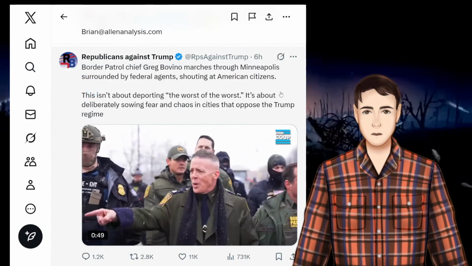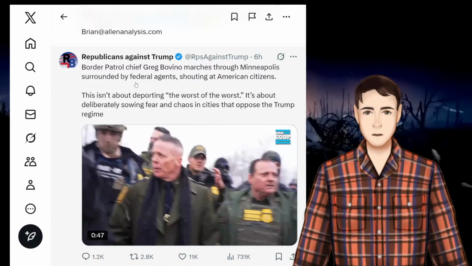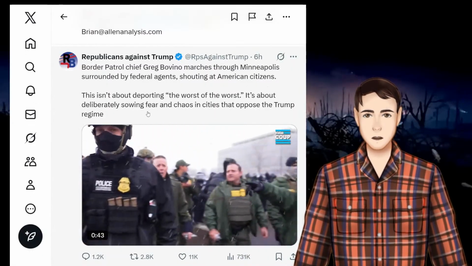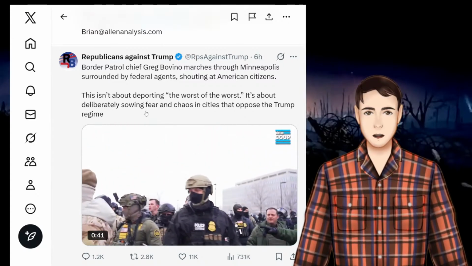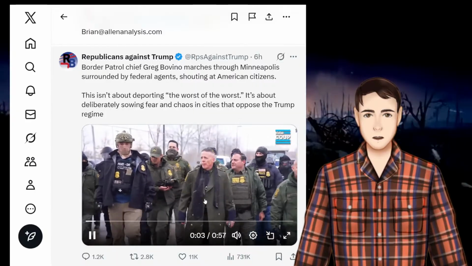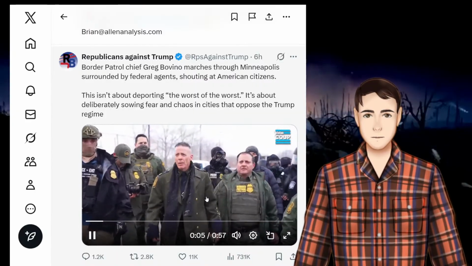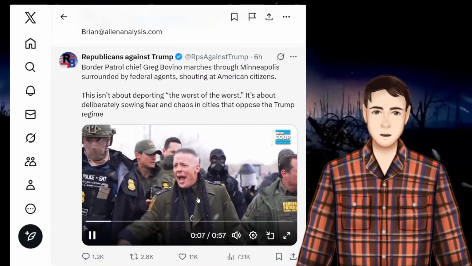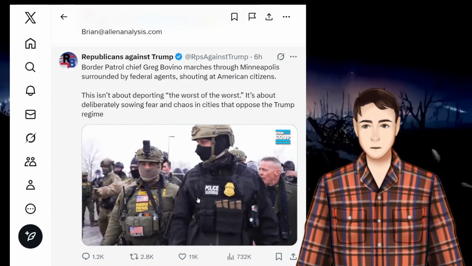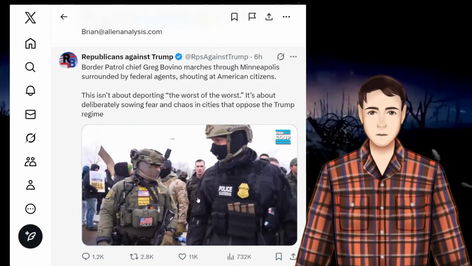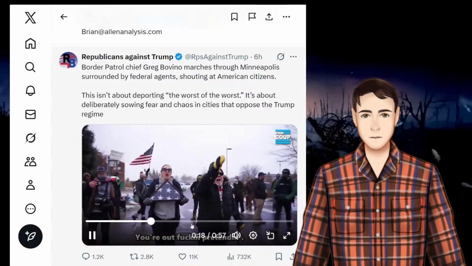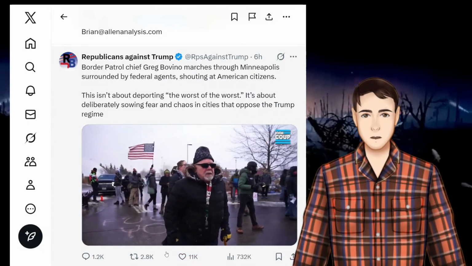Should follow them. Border Patrol Chief Greg Bovino marches through Minneapolis surrounded by federal agents shouting at American citizens. This isn't about deporting the worst of the worst. It's about deliberately sowing fear and chaos in cities that oppose Trump. Oh, he's got a new trench coat. How tall is he? Gotta give credit, he's leading from the front. I can't really say that he's not putting himself at risk.